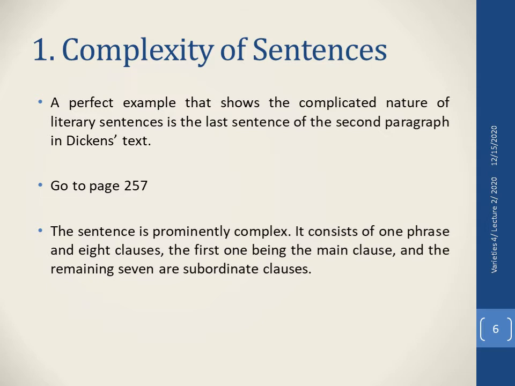Dickens succeeds actually at making this foregrounded idea of Coketown City. Okay, life is monotonous, workers' life is hard, and these are just some of the aspects of Coketown City. So the sentence is prominently complex in nature. It consists of one phrase and 8 clauses, the first one being the main clause, and the remaining 7 are subordinate clauses.